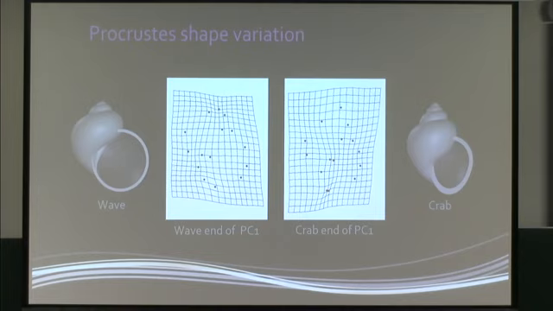But yeah, I've only shown you these two examples, and they are pretty good. But how well is this method when we look at a bigger set of shells and do some statistics?